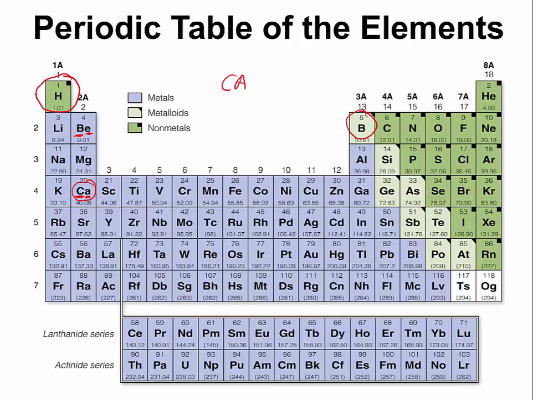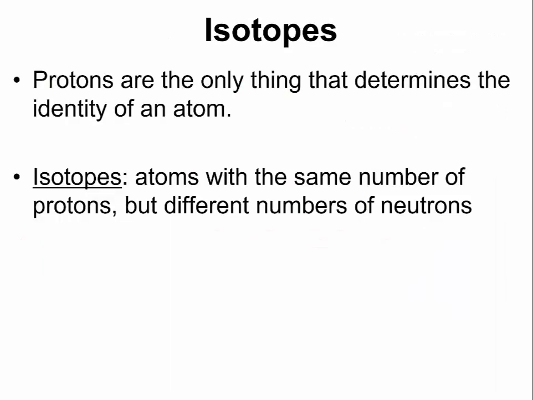The next thing we want to learn about are the numbers you see below the elements. These numbers below the symbols of the elements are called atomic masses. And the question is, what are they? To understand what they are, we first need to learn about isotopes. So, what are isotopes?